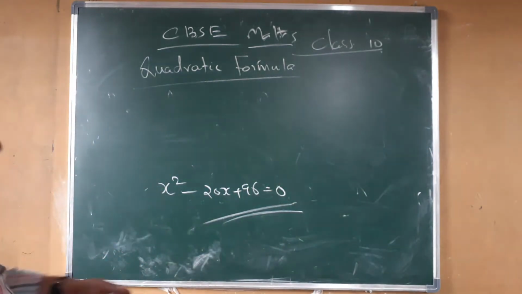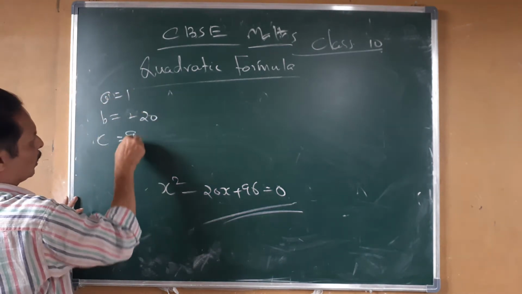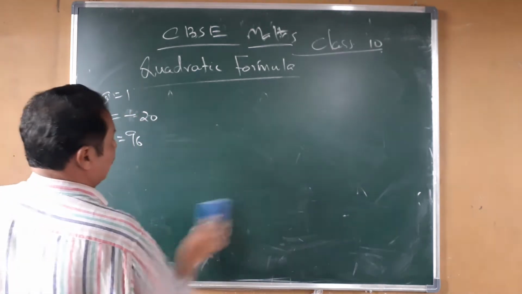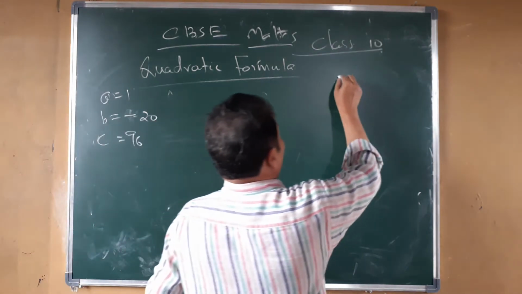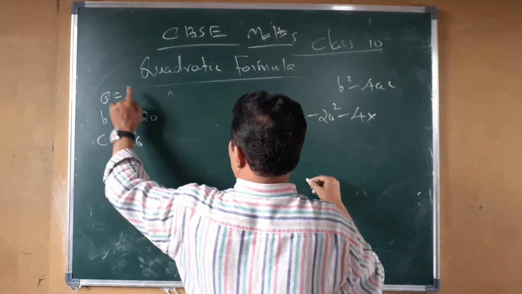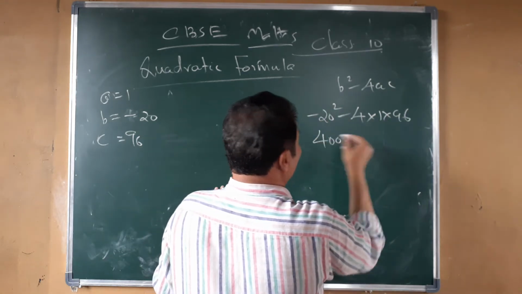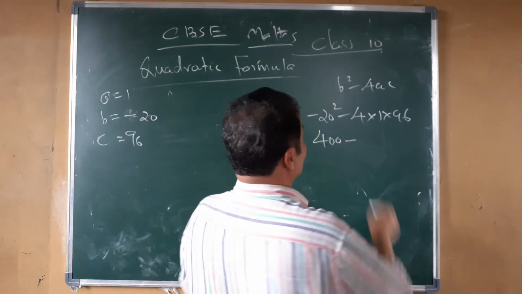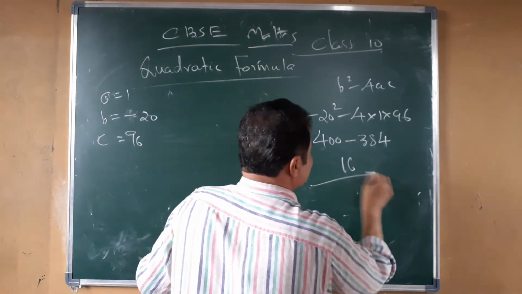Let a equal to 1, b equal to minus 20 and c equal to 96. Are you ready? x is equal to minus b plus or minus root b square minus 4ac. Otherwise you find the discriminant, that's a better way. b square minus 4ac means minus 20 square minus 4 into 1 into 96. 20 square is 400. Minus 20 square is also 400. You multiply, I think it is 384. Now subtract it to get 16.